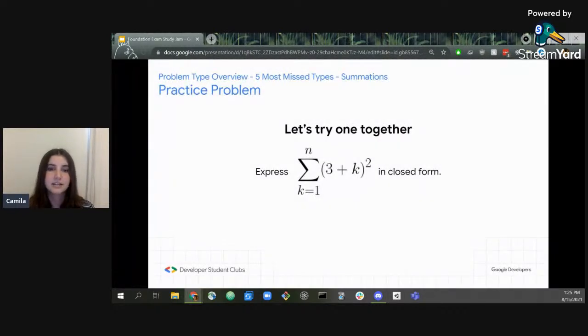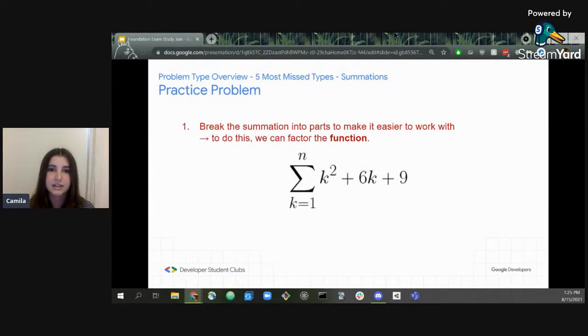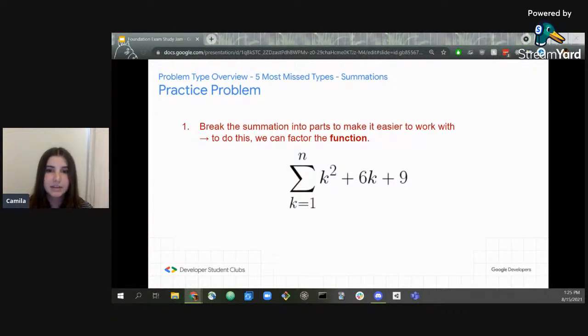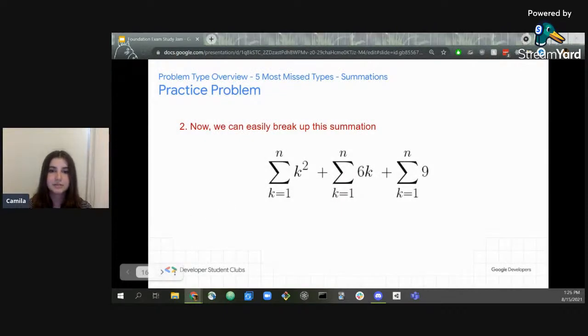So let's try one together. We're given this general form and we're being asked to find the closed form of this. The first thing we would do here is try to make it simpler so we can break down our summation. Here we can see that we have factored out that function, and now we can clearly see that we can separate this into 3 clear summations. So next we're going to separate that into 3 summations. Now we have our 3 summations.